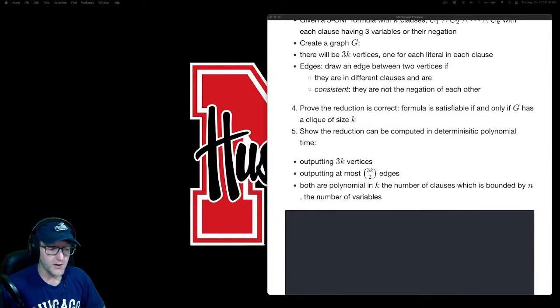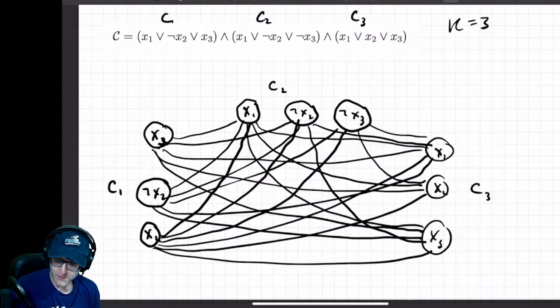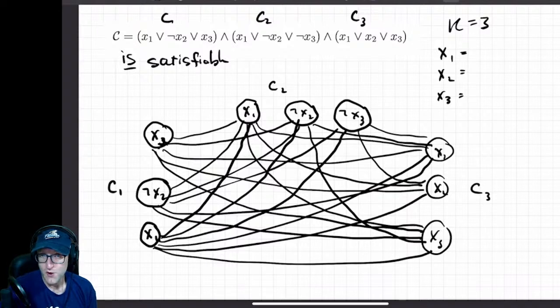So let's go back to number 4 here and argue that it is correct. Visually first, okay? So first of all, I'm going to say that this is satisfiable. What values can we set these variables to get a satisfying assignment? That satisfying assignment will correspond to a clique of size k. That's the magic here.